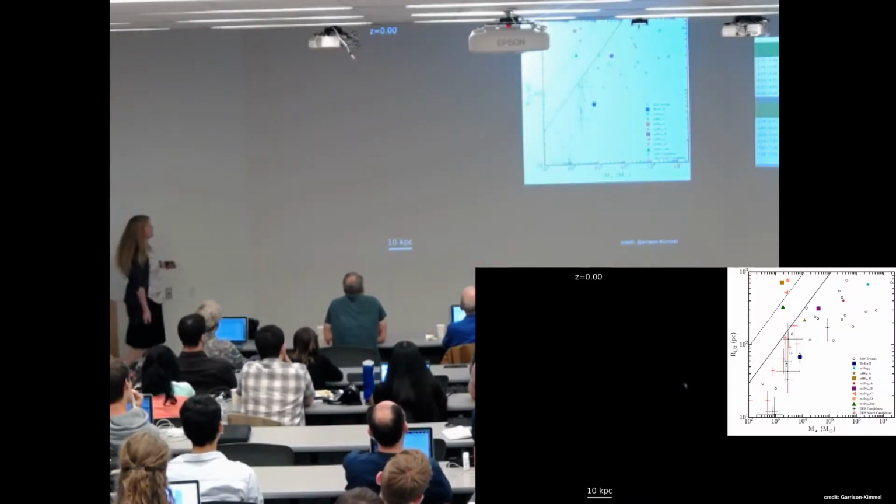Oh, I don't know what you guys expected. Come on, it's a dwarf galaxy here. These things are hard to see. They have low, low surface brightnesses.